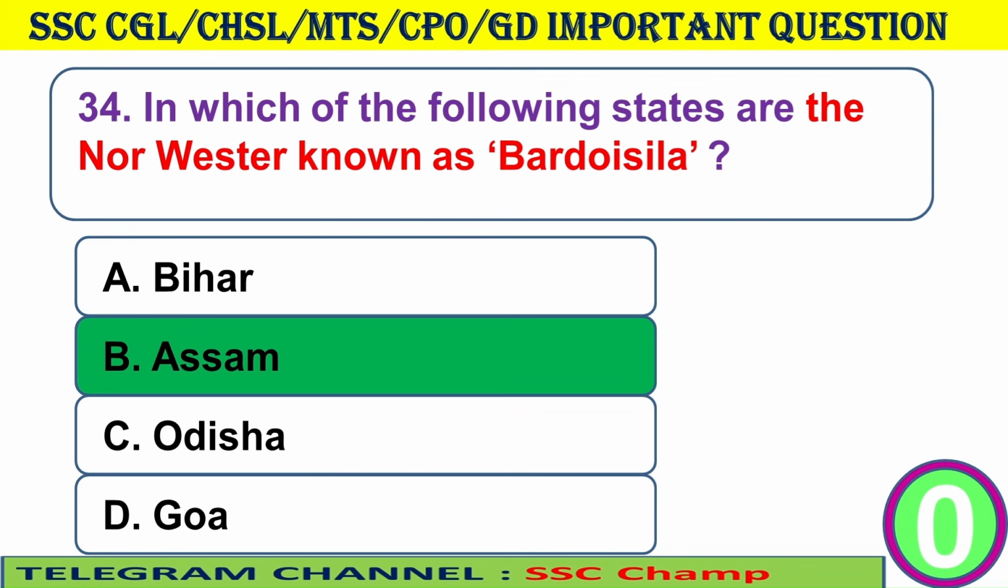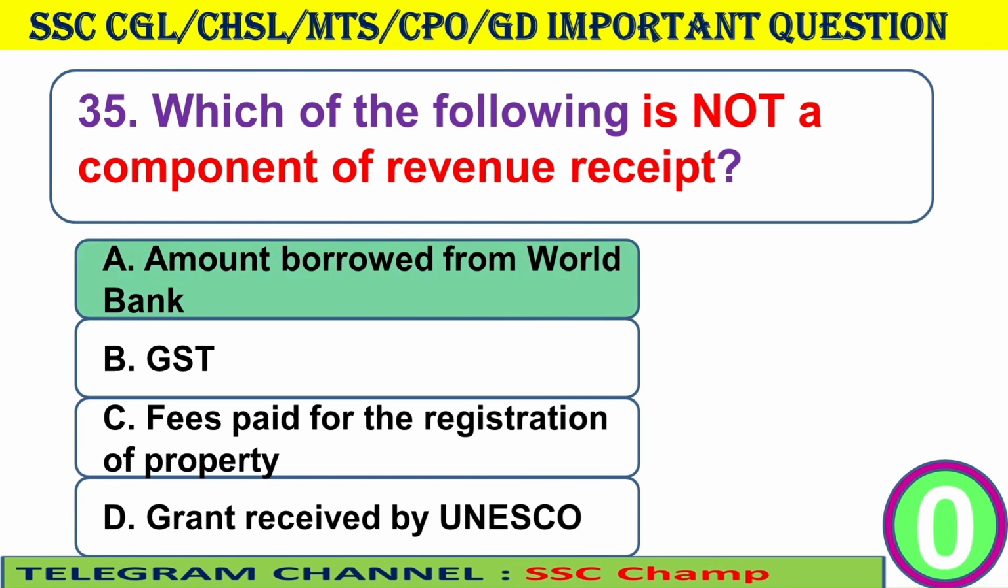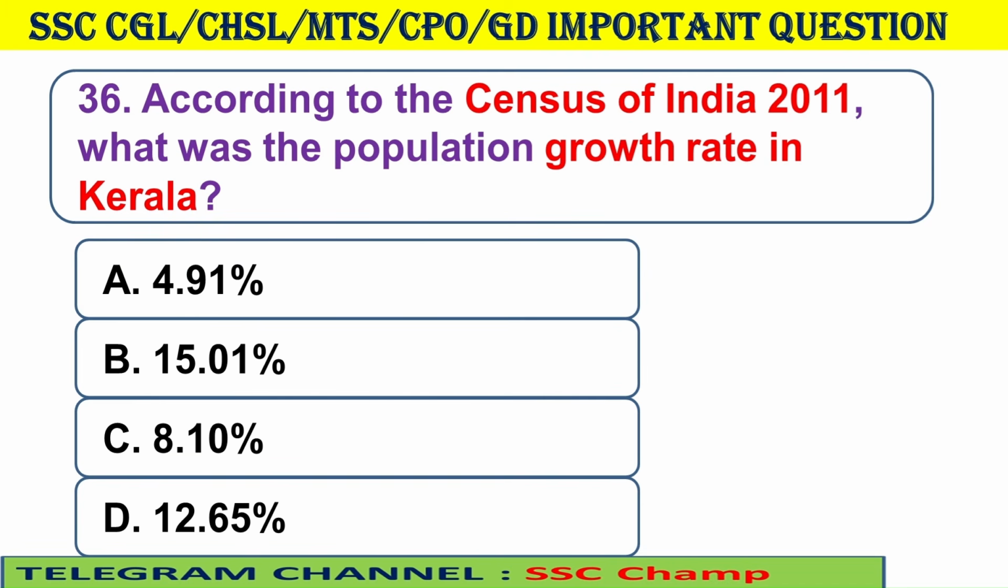Correct answer Assam. Which of the following is not a component of revenue receipt? Option A amount borrowed from World Bank, option B GST, option C fees paid for the registration of property, option D grant received by UNESCO. Correct answer amount borrowed from World Bank. According to the census of India 2011, what was the population growth rate in Kerala? Option A 4.91%, option B 15.01%, option C 8.1%, option D 12.65%.